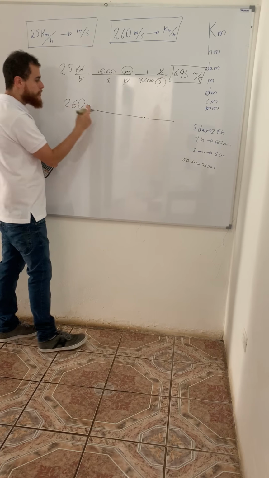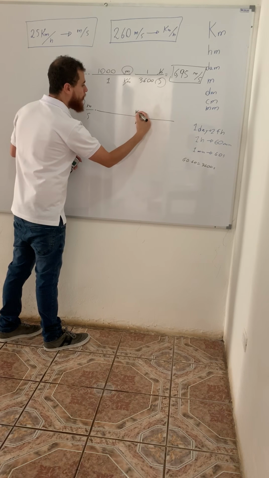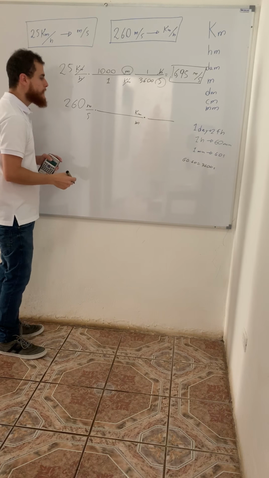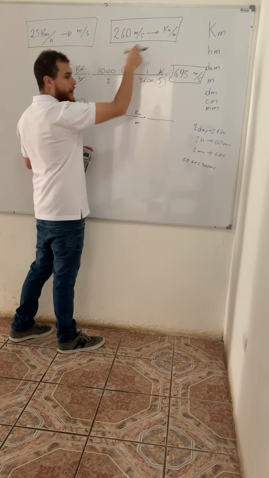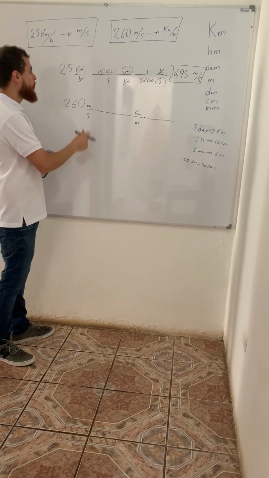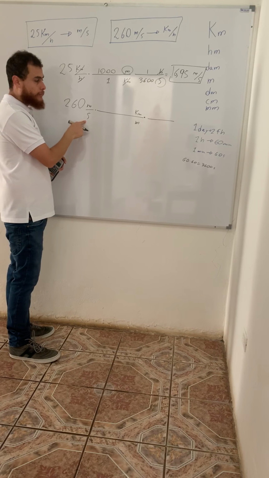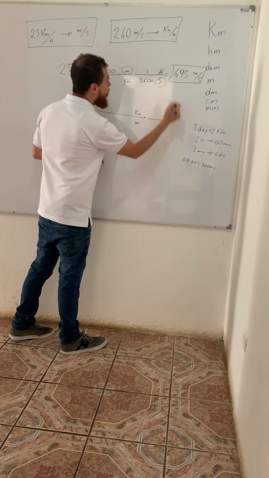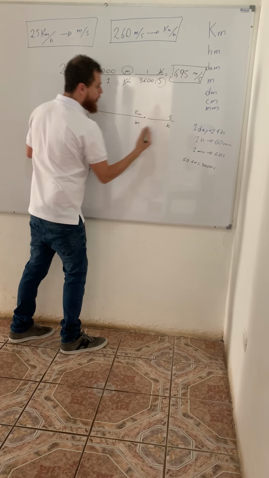I'm going to take the meters, put them on the bottom. Kilometers goes to the top. Because on the answer, I have it on the top, so I want it on the top. Same thing for seconds, I have it on the bottom, I'll put it on the top. And hours is on the bottom, so I want it on the bottom.